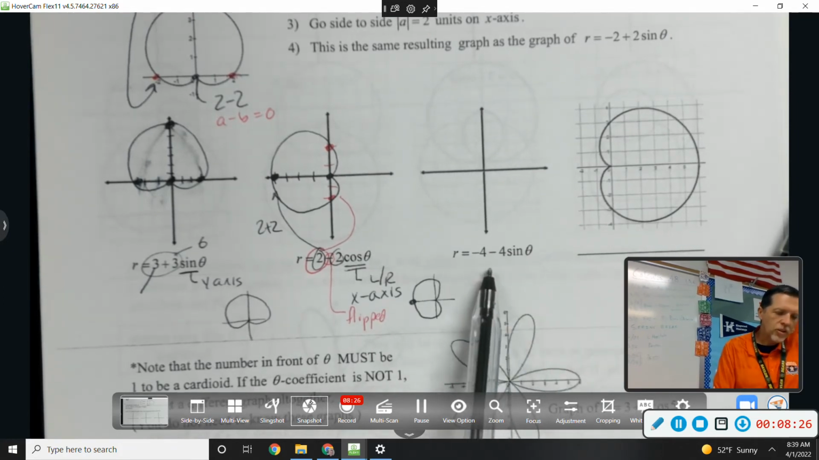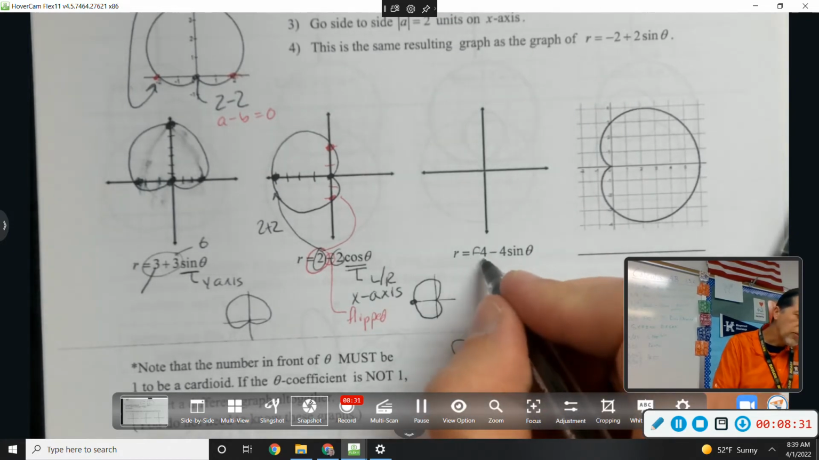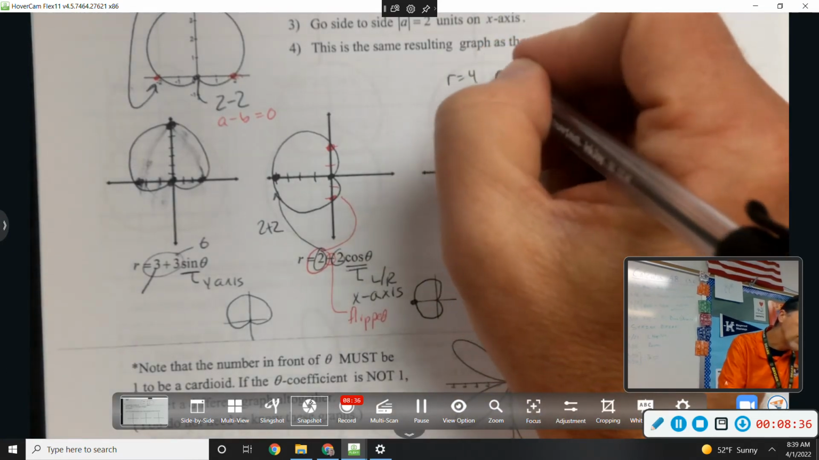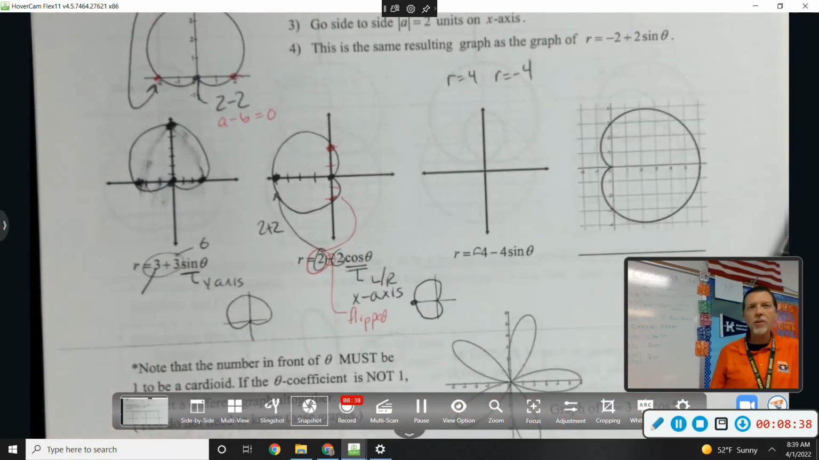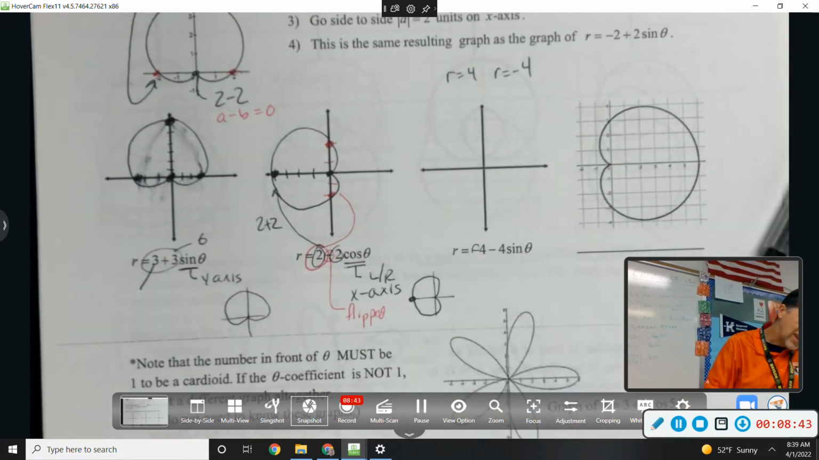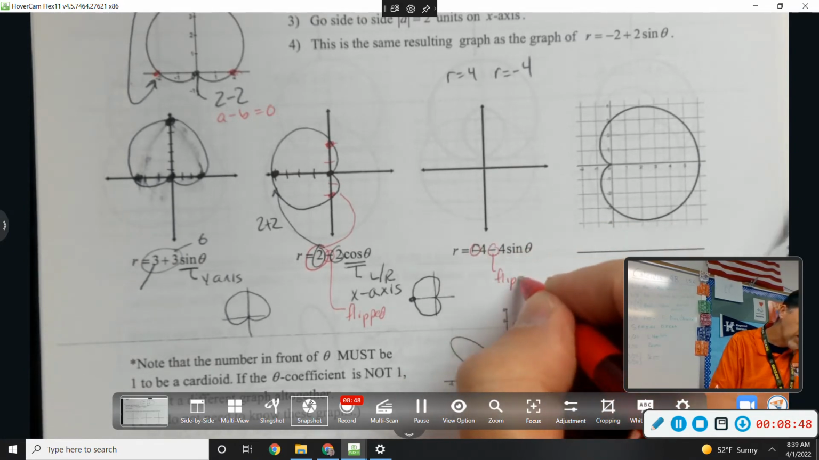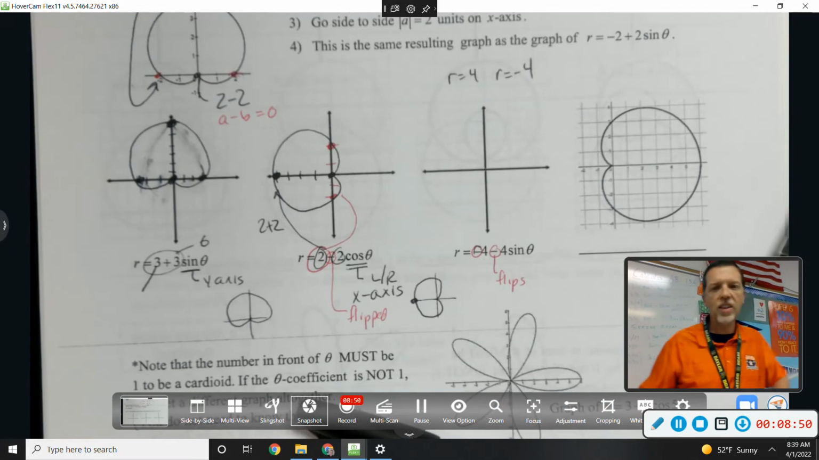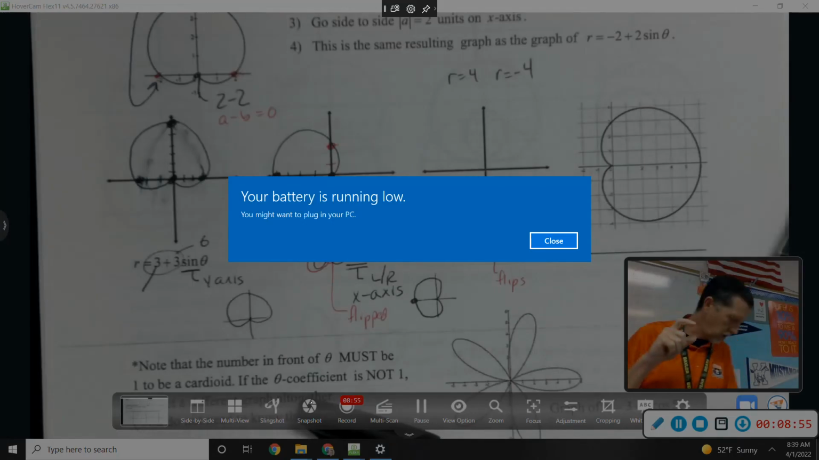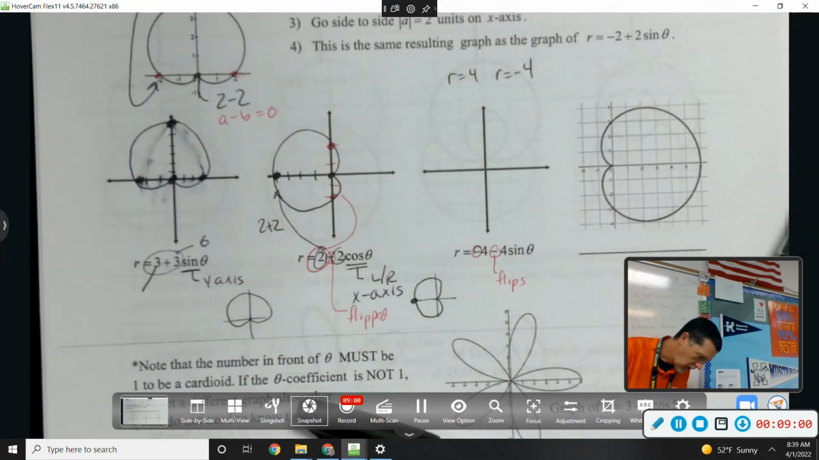Try this one on your own, although I'll tell you that the first negative 4 doesn't matter. You might remember that r equals 4 and r equals negative 4 are the same graph. It's kind of like that here. This negative doesn't matter. This negative flips it over. So see if you can sketch that one. Think about its orientation. Think about where the 4 plus 4 goes, and think about where the 4s go.